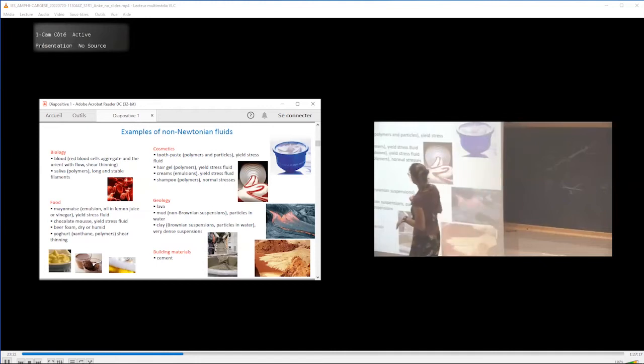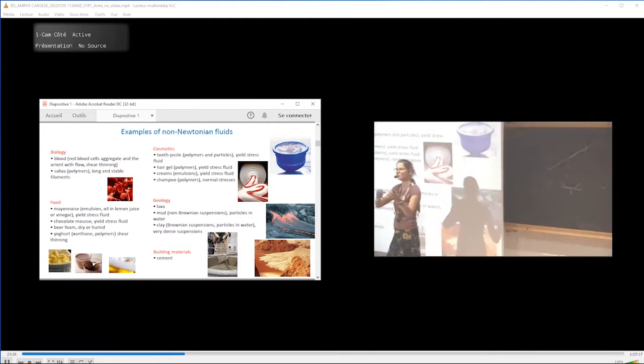So what is actually really nice about this field is that these fluids occur in very different situations. Many of them occur in biology. If you think about the flow of blood, you have these red blood cells and they can aggregate and form what is called a rouleau. If you put them under flow, they would align with the flow and actually lead to complex properties.